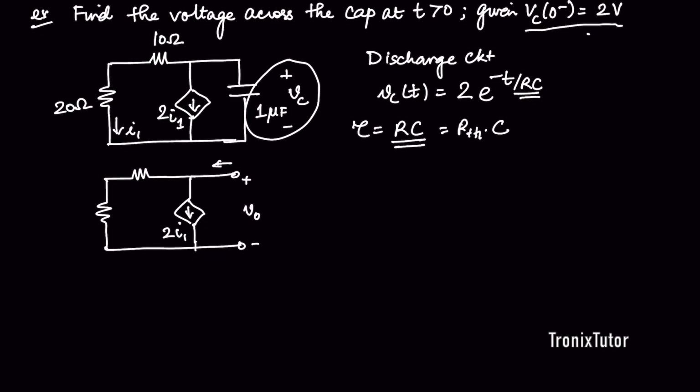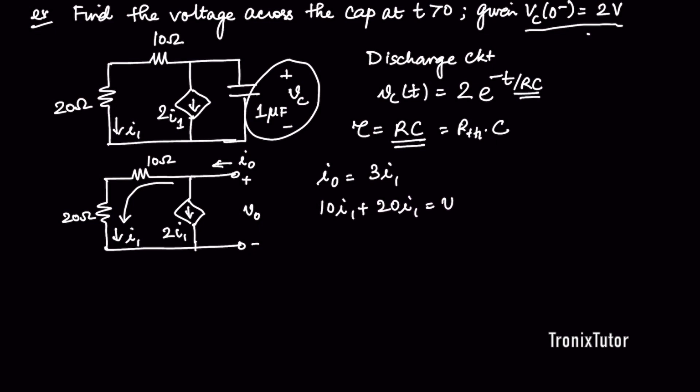So I give an output voltage. I want to measure its current. This is 10, this is 20, and this is I1. So I can write I0 as 3I1. And then if I apply KVL in this outer loop, then essentially I have 10I1 plus 20I1 is equal to V0, or it's equal to 30I1. Therefore my Thevenin resistance is V0 by I0, which is 10 ohms. So that's my Thevenin resistance.